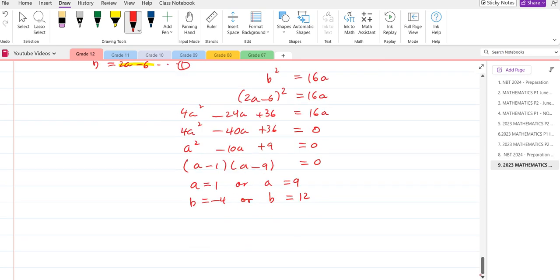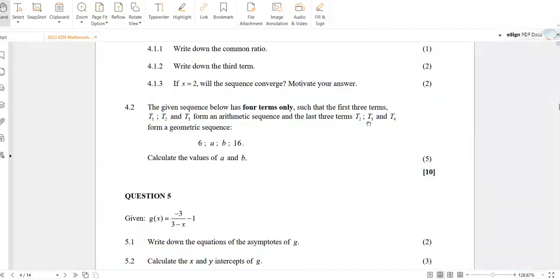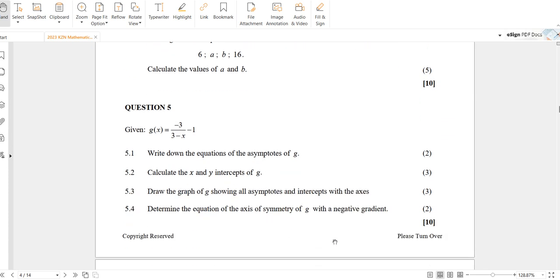And so what's the solution? a, b is equal to 1 and -4, or 9 and 12. So that's your a and b. Not coordinates, but a set that actually works: 1 and -4, or 9 and 12. Right, so let's move on to the next question. The next question wasn't really difficult. You just needed to know the properties of arithmetic sequence and geometric sequence. Moving on to the next question.